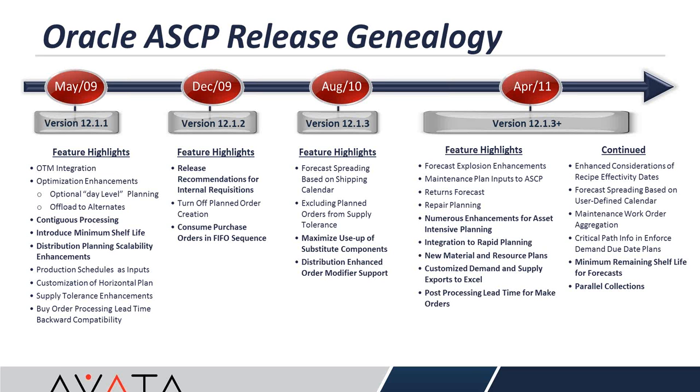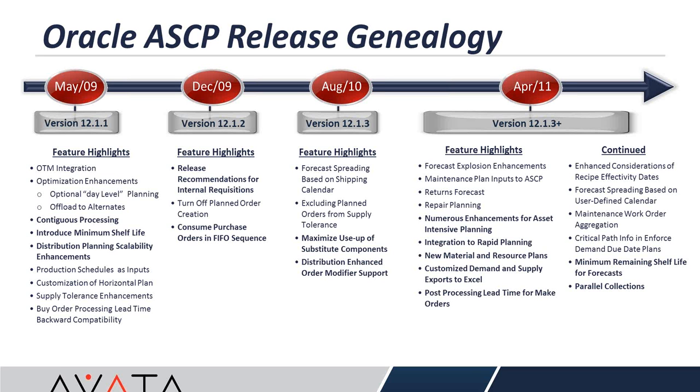12.1.2, internal requisitions, internal sales orders. This was a personal pain point for me years ago. It was actually impossible to manage internal requisitions within the workbench. So this is a really awesome new feature. And the consumed purchase orders on FIFO sequence, again, makes a lot of sense. Will have a definite impact to the business. Another good one.